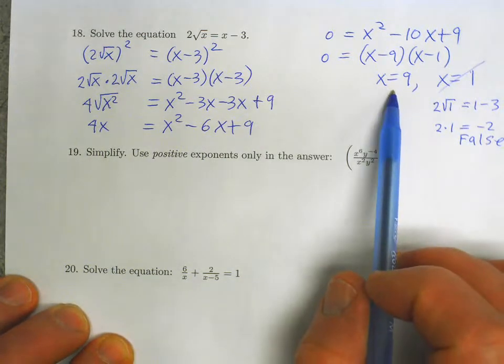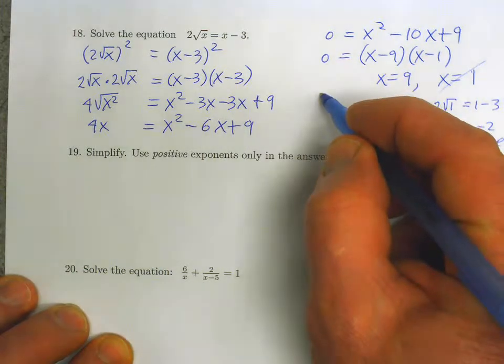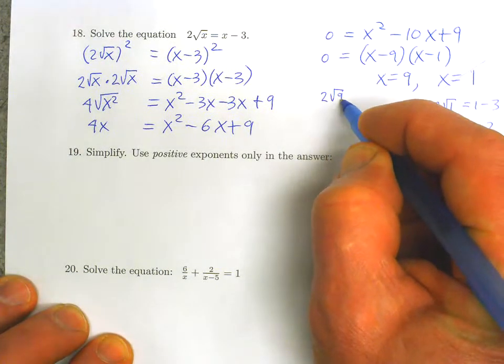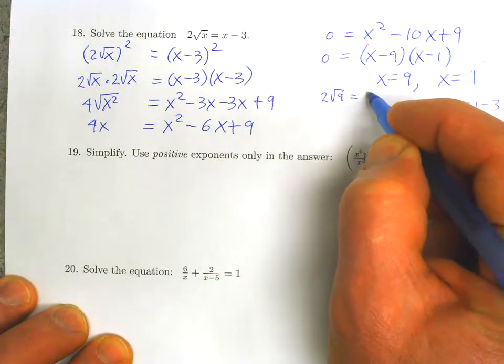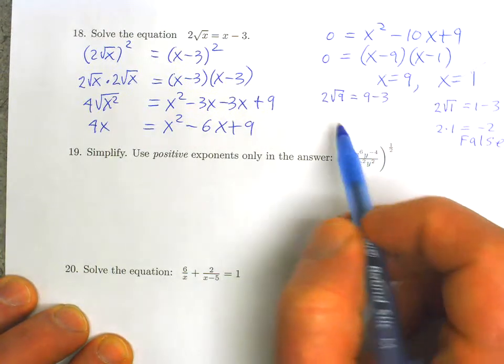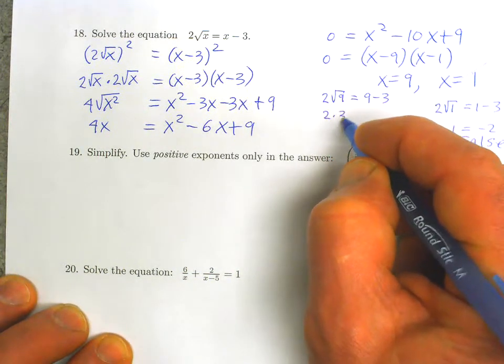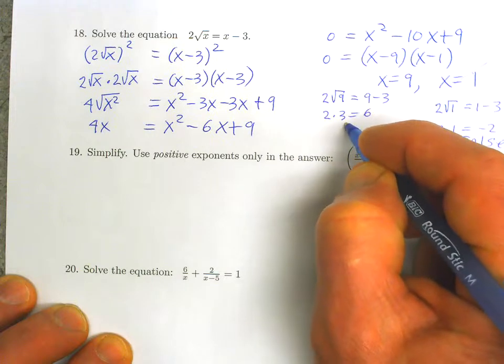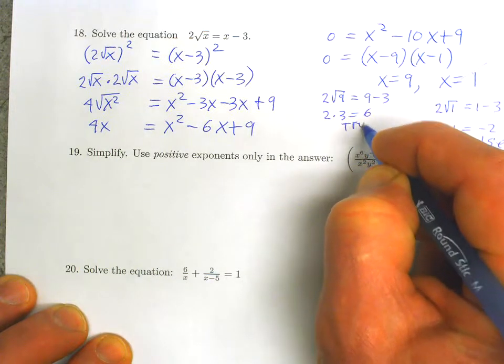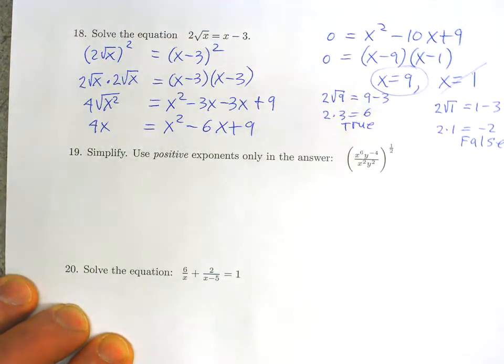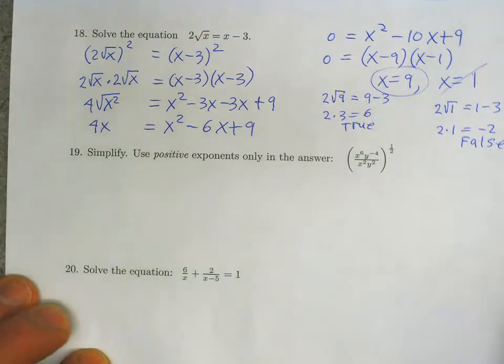On the other hand, x equals 9: 2 times the square root of 9 on the left-hand side. On the right-hand side, 9 minus 3. And the square root of 9 is 3, so 2 times 3 equals 6. That is obviously true. So x equals 9 is the only solution.